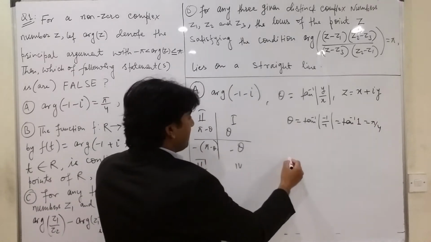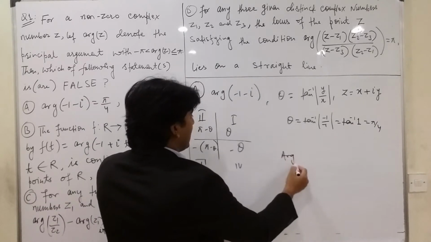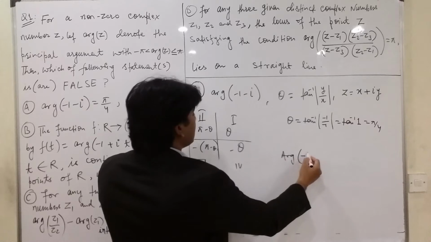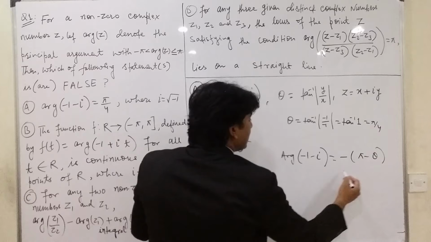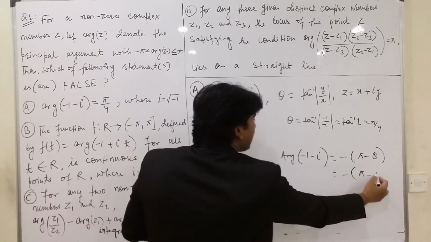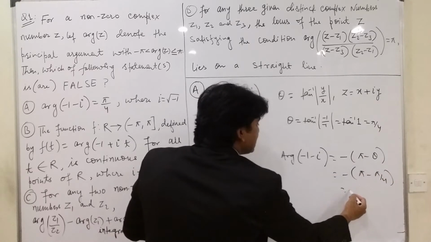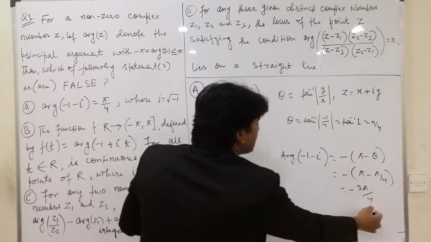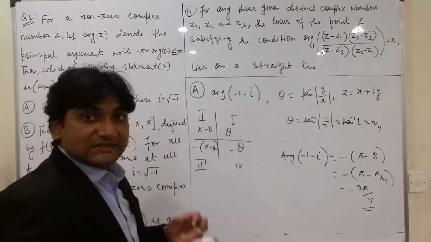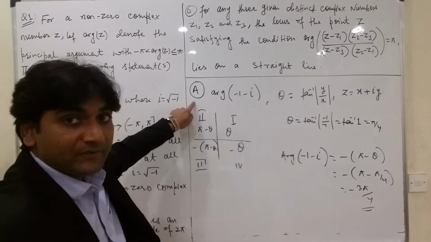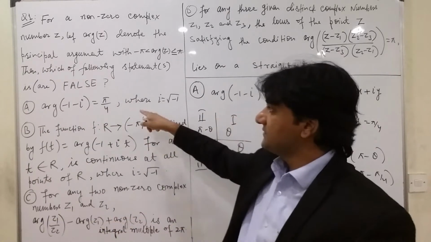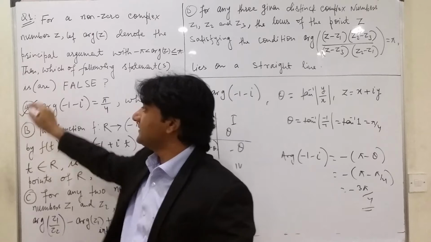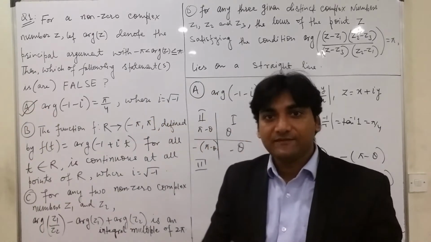In the third quadrant, the argument of minus 1 minus i is minus of pi minus theta. So this is minus of pi minus pi by 4, which is minus 3 pi by 4. So this is the argument for option A. Option A was to choose the false one, so option A is false, and this is our answer. So option A we have to select.